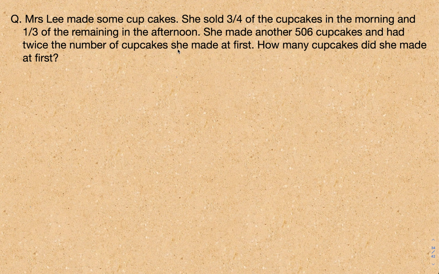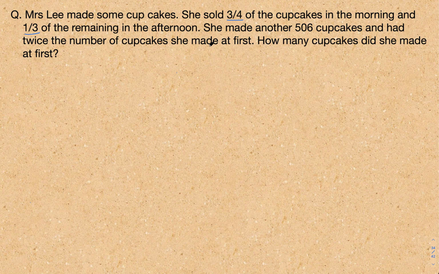Okay, so what we have here is that Mrs. Lee made some number of cakes at first. She had some cakes at first, and she sold 3/4 of the cupcakes in the morning. So of those cupcakes, she sold 3/4 in the morning, and 1/3 of the remaining means after selling 3/4, whatever is remaining, she sold 1/3 of the remaining in the afternoon. So let's quickly draw a model for this.